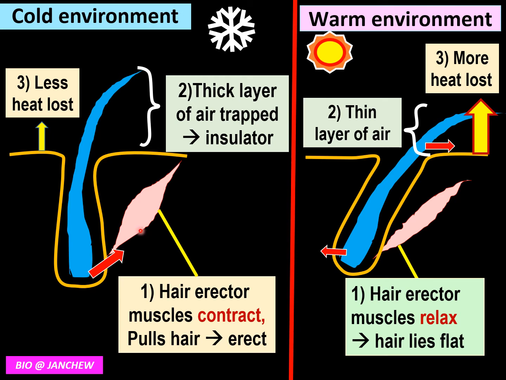Okay, as we have said, in cold conditions, or when the body temperature is low, muscles will usually contract. So the hair erector muscles contract and pull the base of the hair towards it, in this direction, to my right. So the top part of the hair will move to the left, and so it will become erect. And this will trap a thicker layer of air because the hair is erect.